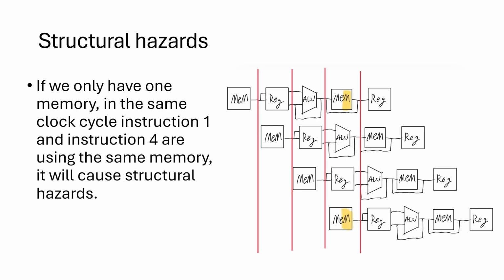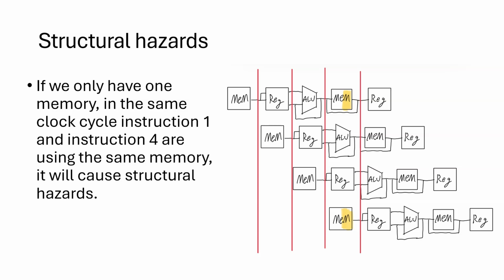And we can see the structural hazard in the right picture of the slide. Instruction 1 and instruction 4 are using the same memory in the same clock cycle. The structural hazard is the easiest one to deal with, because if we add more hardware resources, it will be fine. If we add 2 or 3 or more memories, the CPU can use different memories to fulfill all the instructions. So this is kind of easy.